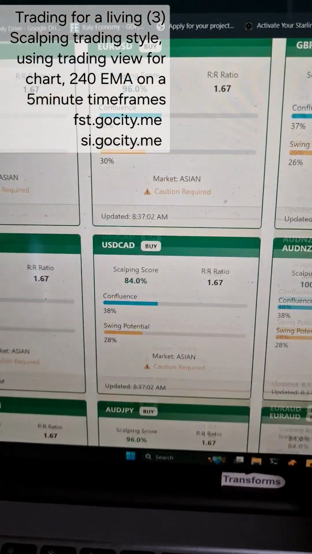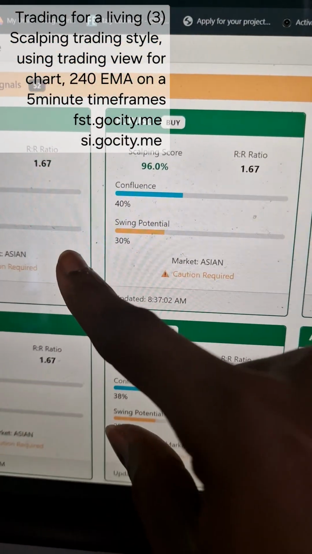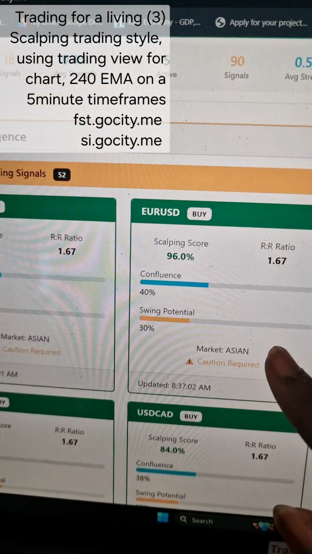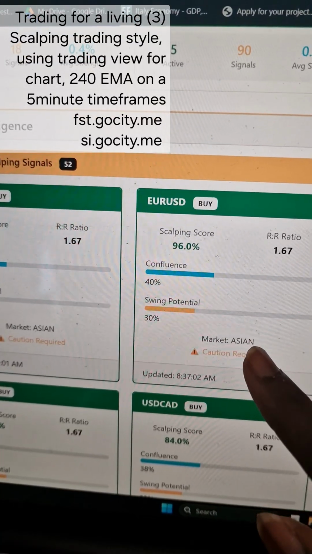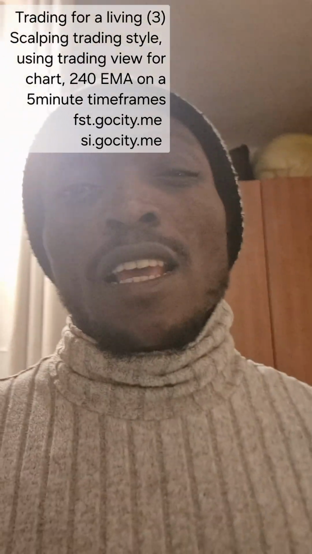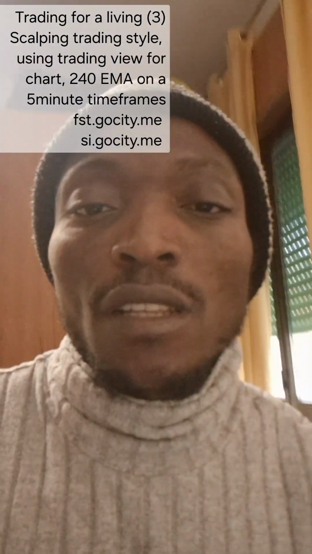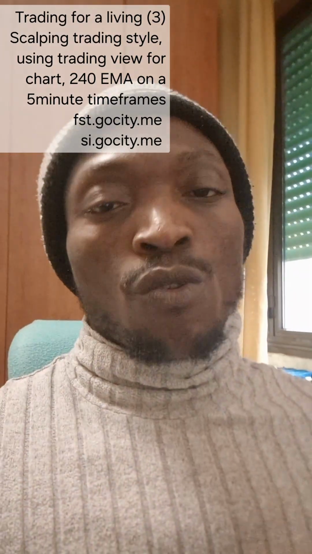Why are these scores like this? There is an estimated pips. There is an estimated pips that each scalper looks forward to.